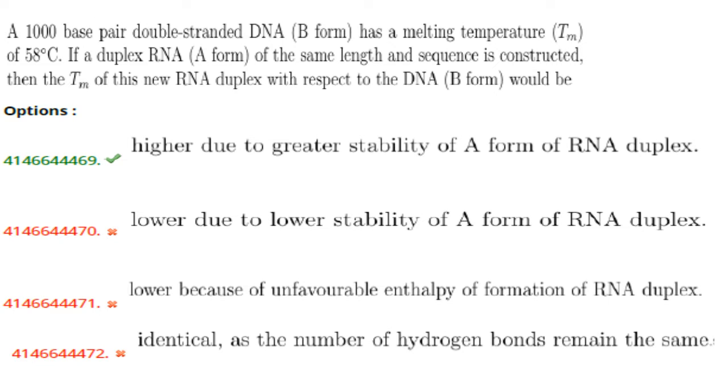Then next one. A 1000 base pair double-stranded DNA B form has a melting temperature of 58 degrees. If a duplex RNA, that is A form, of the same length and sequence is constructed, then the Tm of this new RNA duplex with respect to the DNA would be. The answer here is it would be higher due to greater stability of A form of RNA duplex. So the answer is the first one itself.